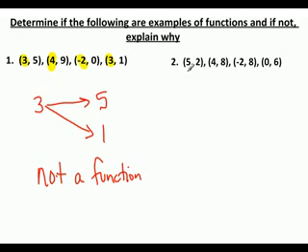If I look at example 2, let me look at the inputs again. I have 5, 4, -2, and 0. None of my inputs repeat, so I don't have to worry about them going to two different outputs, because every ordered pair is going to have exactly one input and one output. Since there are no repeats, I don't have to worry about it. This would be a function.